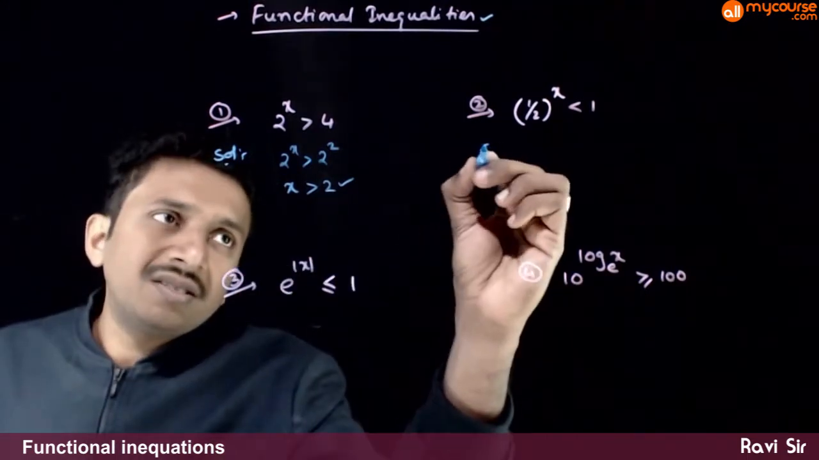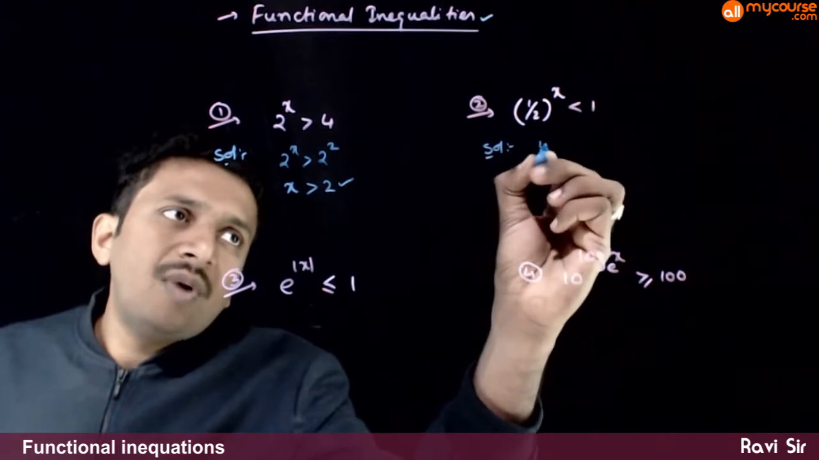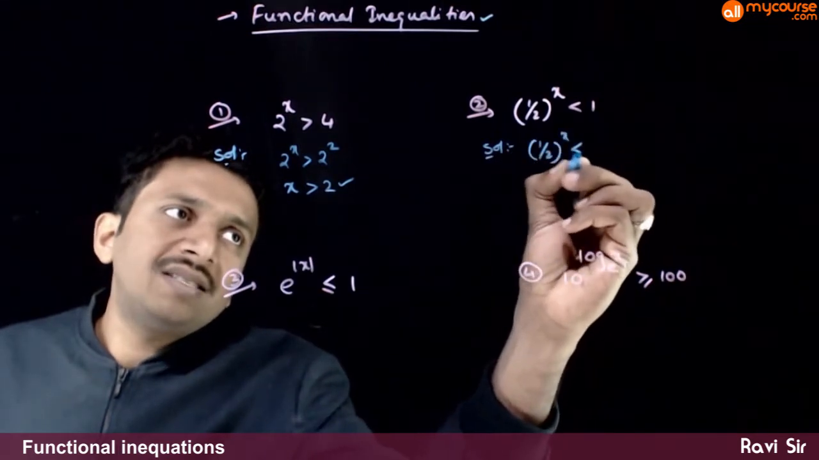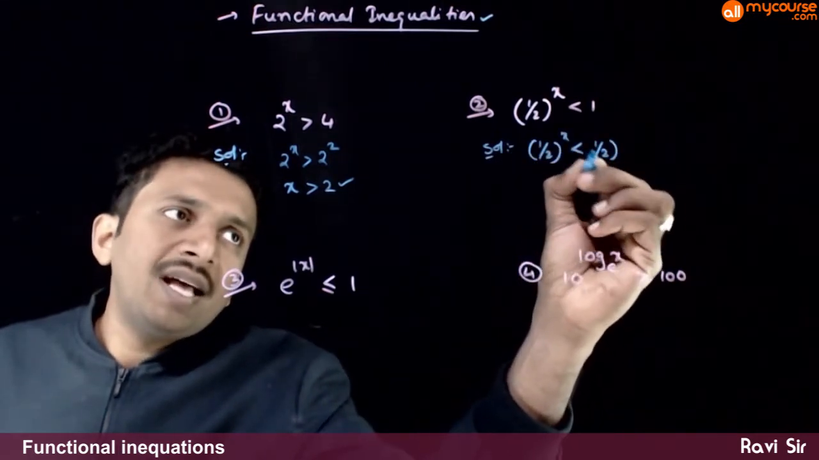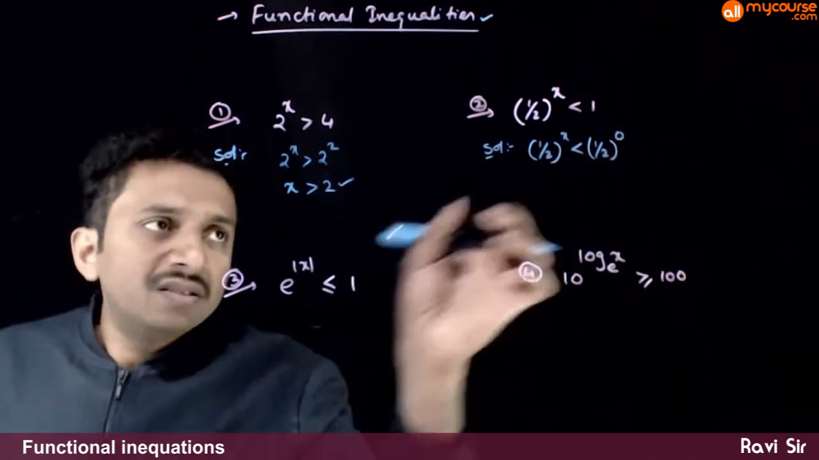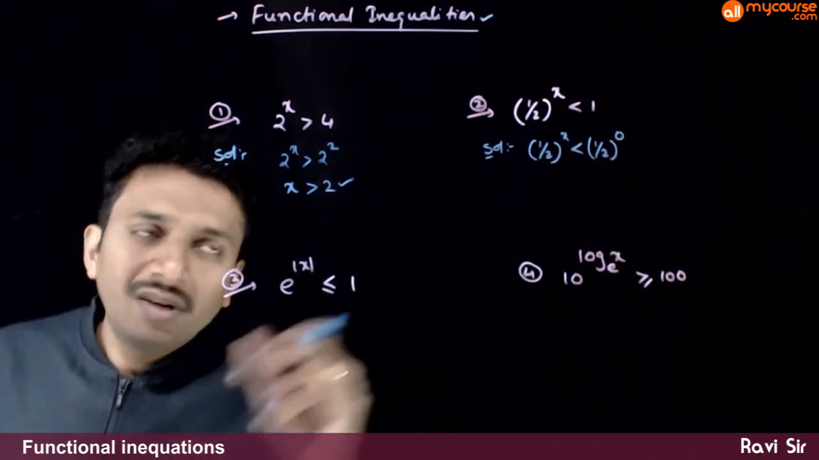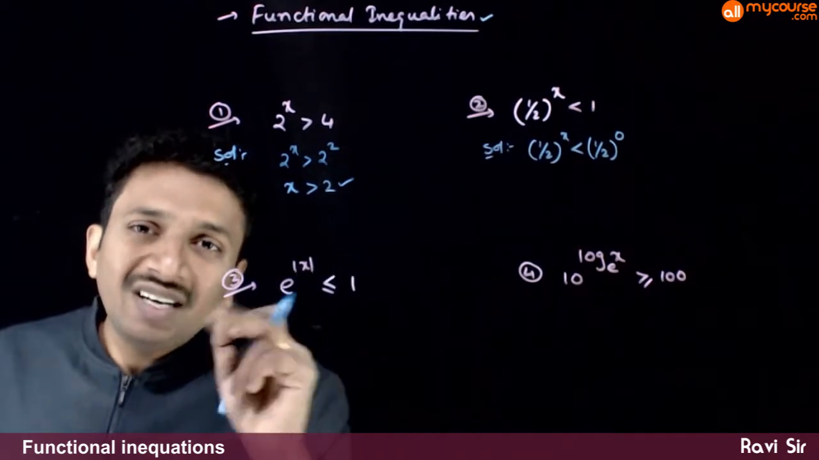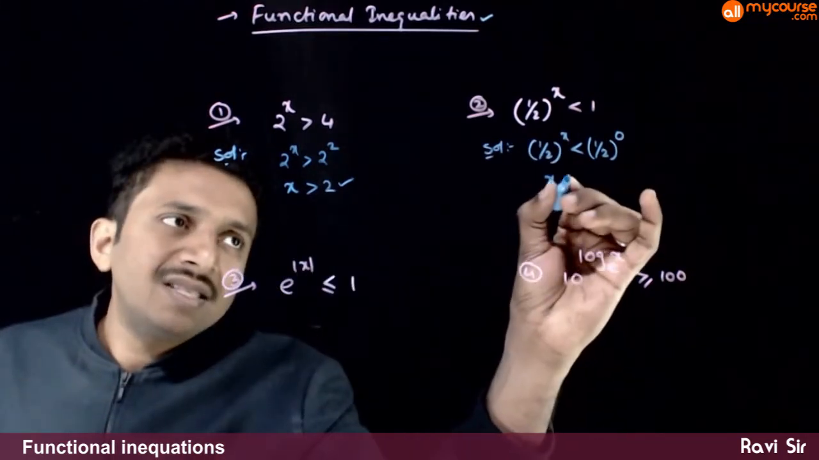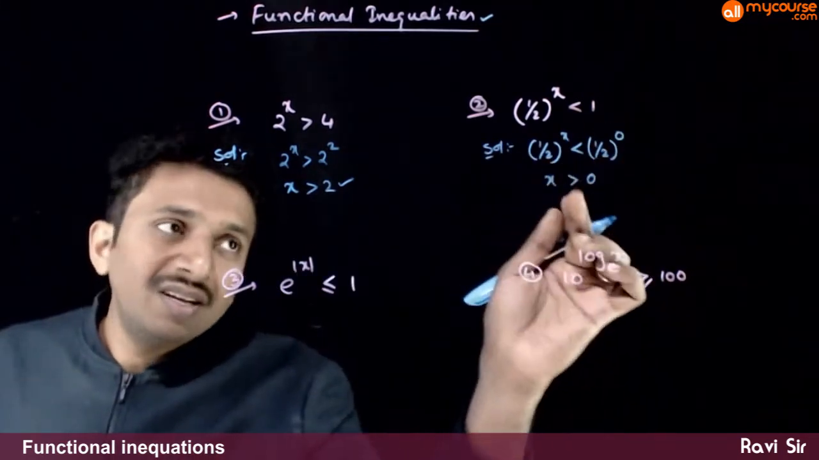If you go to this, so 1 by 2 power x is less than, I can write 1 as 1 by 2 power 0. So if you remove this 1 by 2 power, 1 by 2 power something is a decreasing function. Hence, the sign of the arguments reverses.